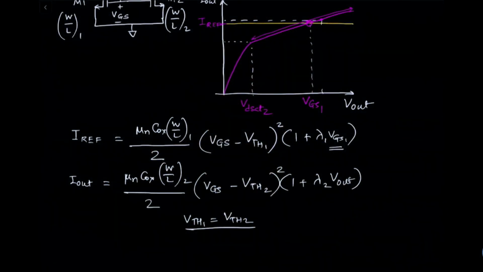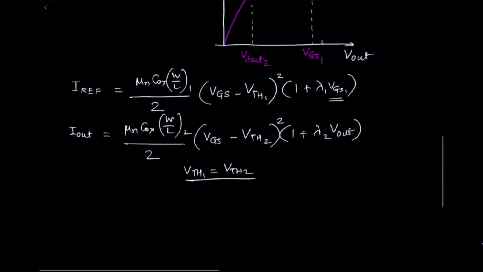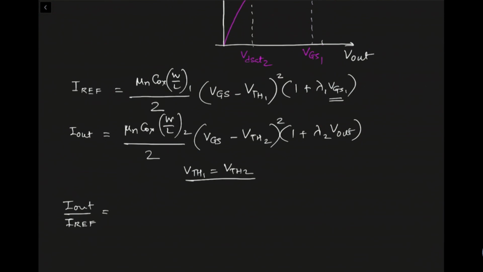So we can assume that VTH1 is equal to VTH2, okay, for the first order approximation. So in that case, if we look at the ratio, let's say I out divided by IREF, what would that be equal to?